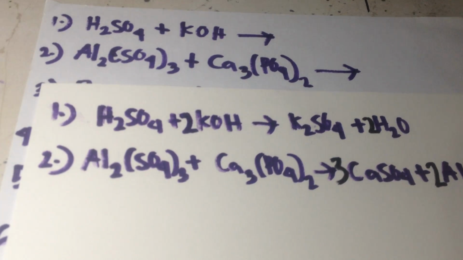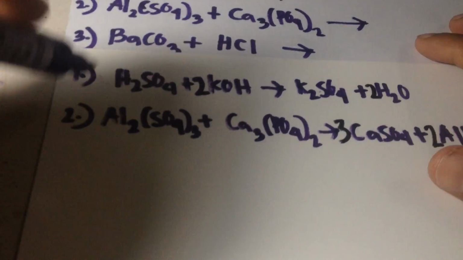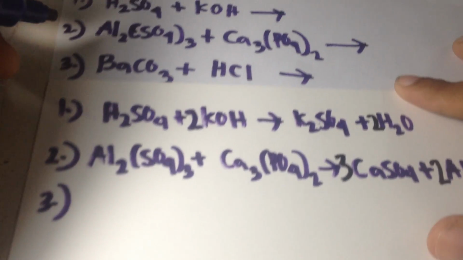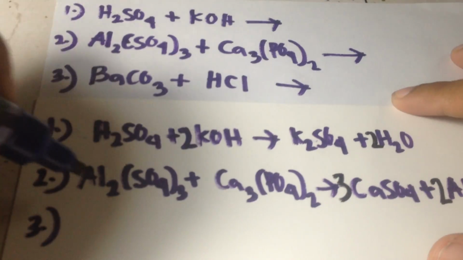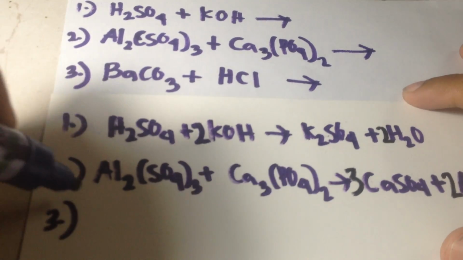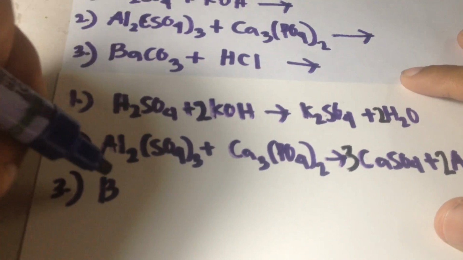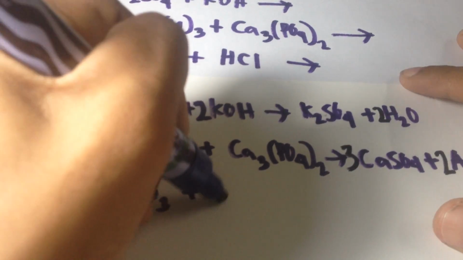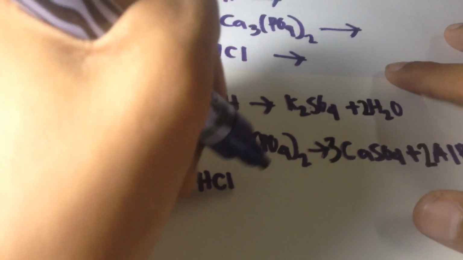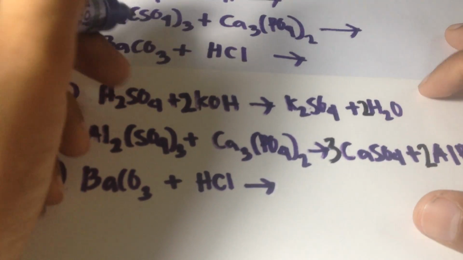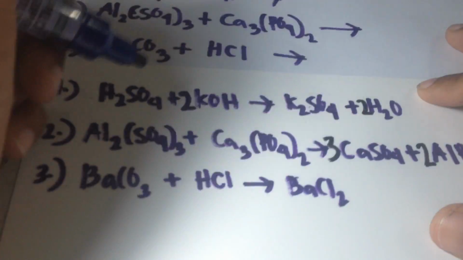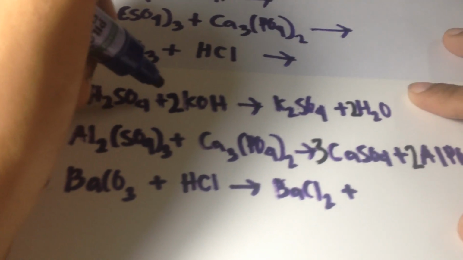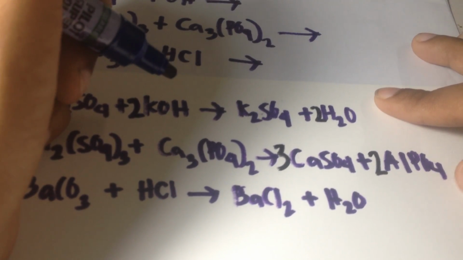Okay, how about number 3? Number 3 we have barium carbonate plus hydrochloric acid. So in number 3, barium carbonate plus hydrochloric acid reacts to barium chloride plus H2O, water, plus carbon dioxide.